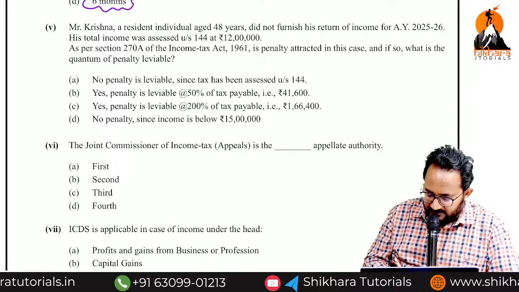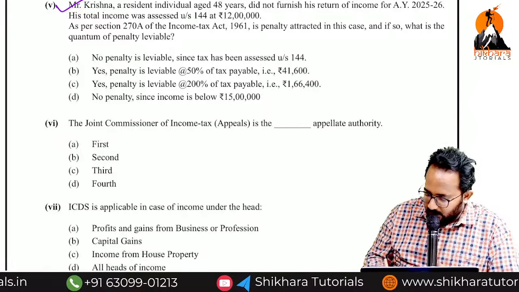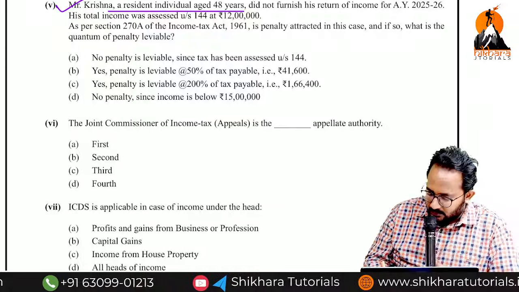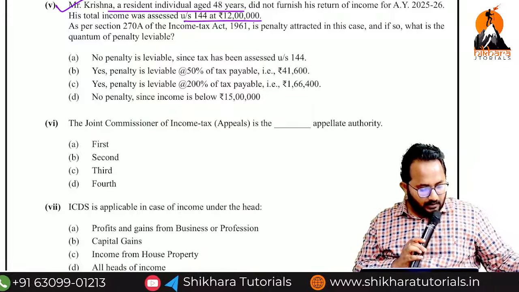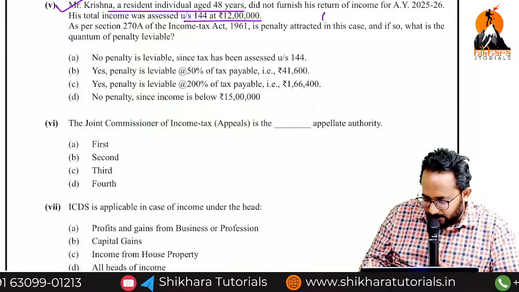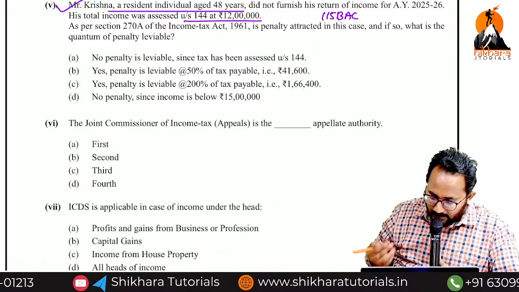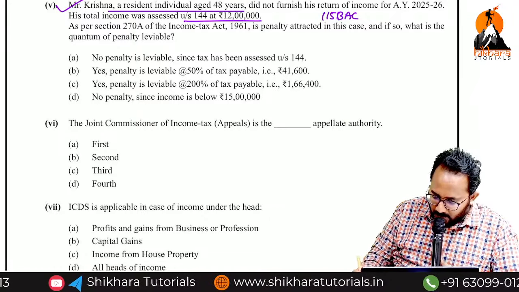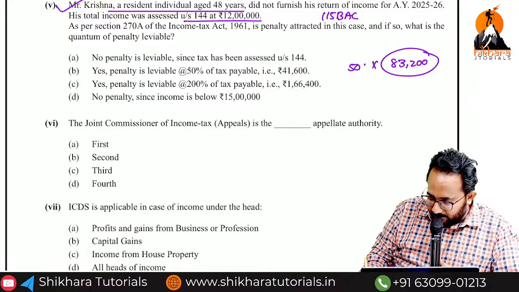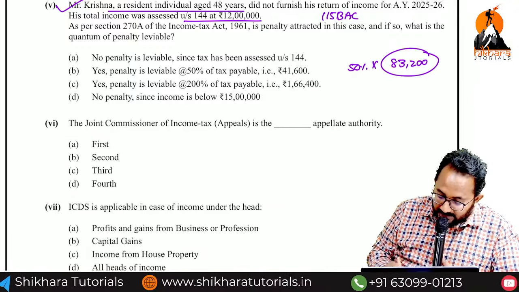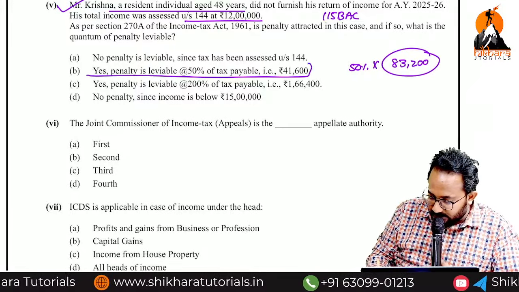Now we discussed the same thing, 12 lakh related. 144 assessment is done, he has not filed the return of income. Yes, now here they have not mentioned anything, so 115BAC is applicable. Now you can calculate tax first. Okay, if you calculate tax, that is 83,200 into 50%. Yes, because it is under reporting by default, that's why option B is correct.